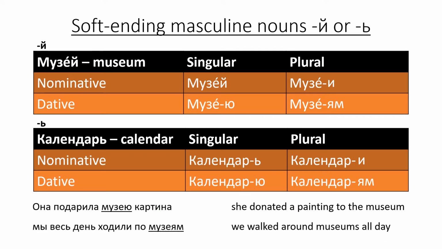So, Анна подарила музею картину. She donated a painting to the museum. And the museum is in the dative case here because it's the indirect object of the sentence. Now the second sentence is Мы весь день ходили по музеям. We walked around museums all day. And again, you can see that preposition по, which governs the dative and which we'll talk about in greater detail later.